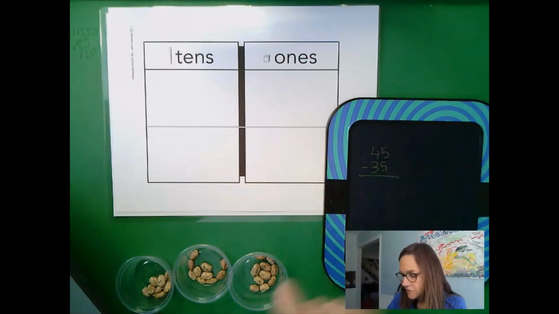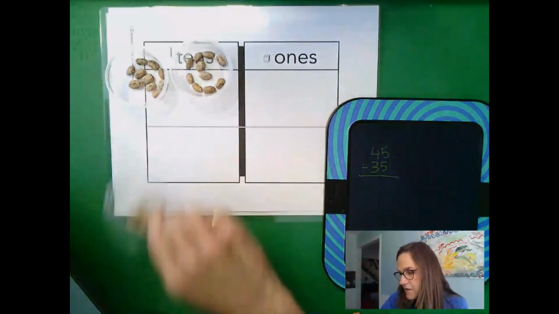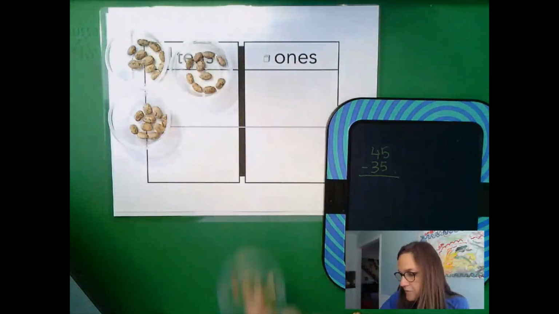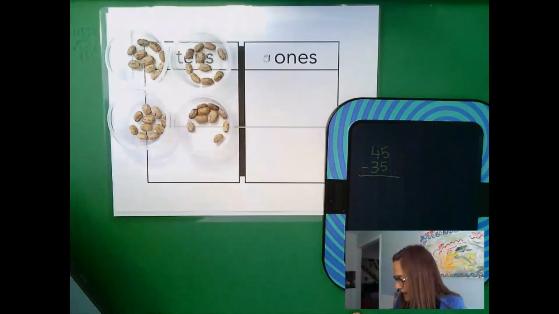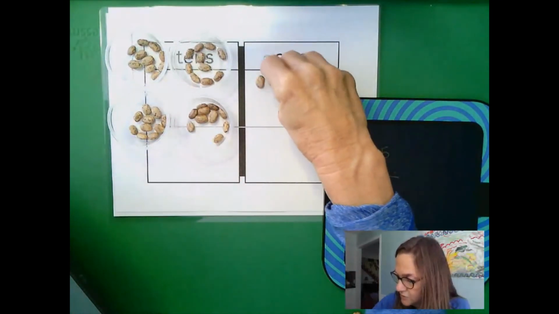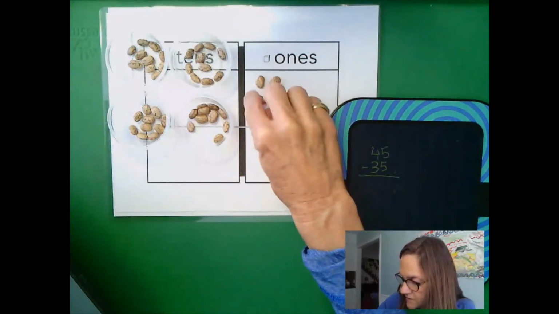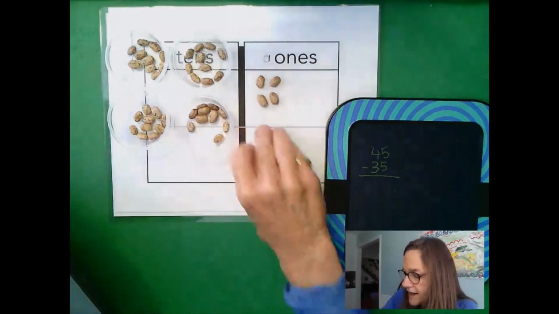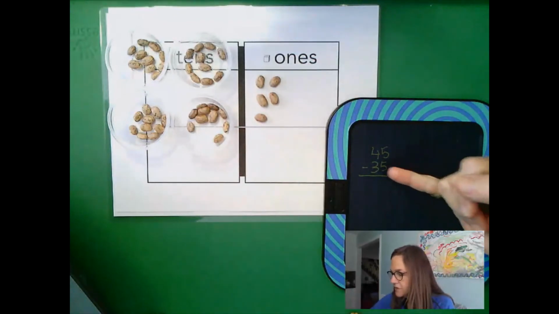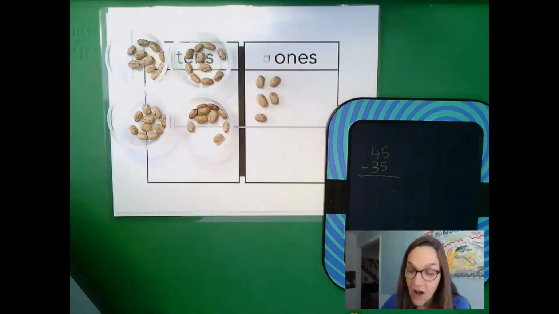Okay, we're going to build 45. 10, 20, 30, 40, and 5. 1, 2, 3, 4, 5. Caitlin's going to pick up 35. What are we going to do first? Start in the, yes, ones column.